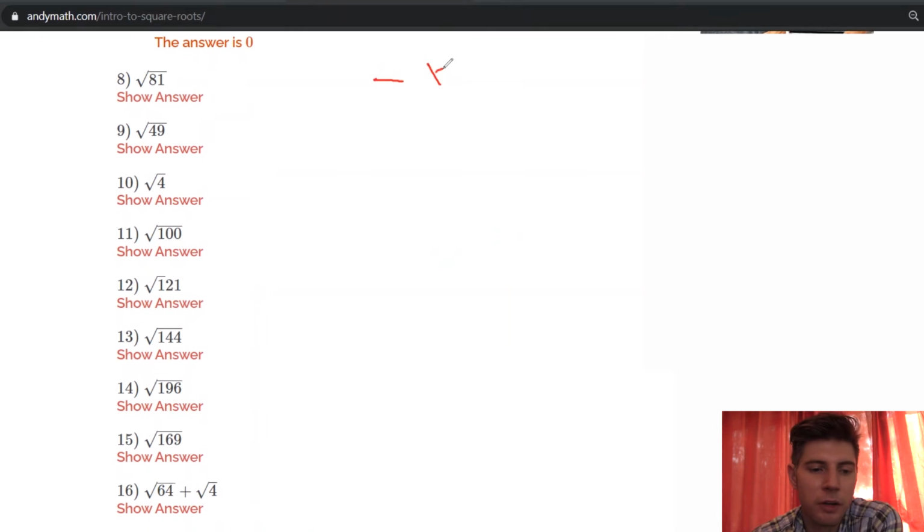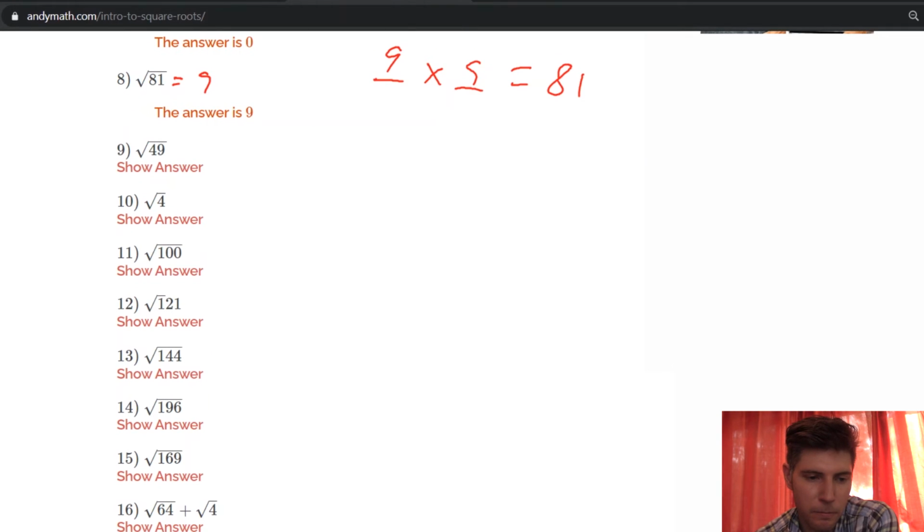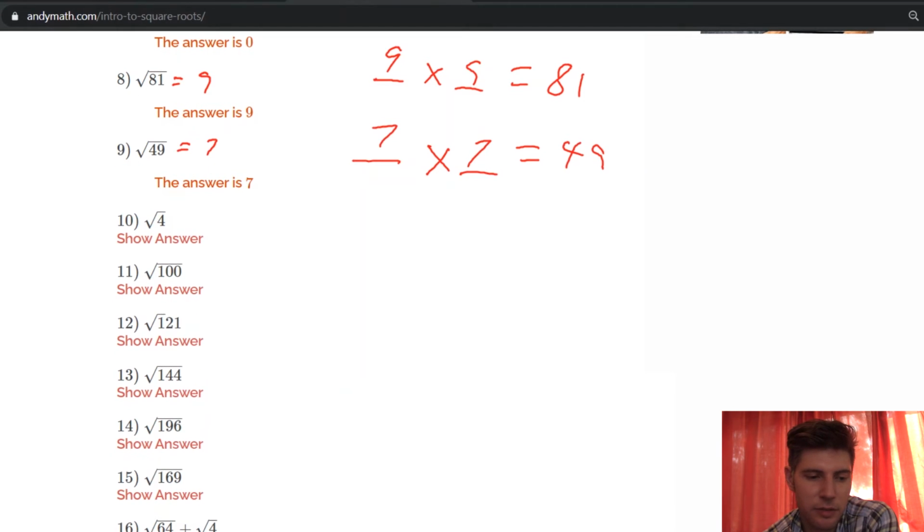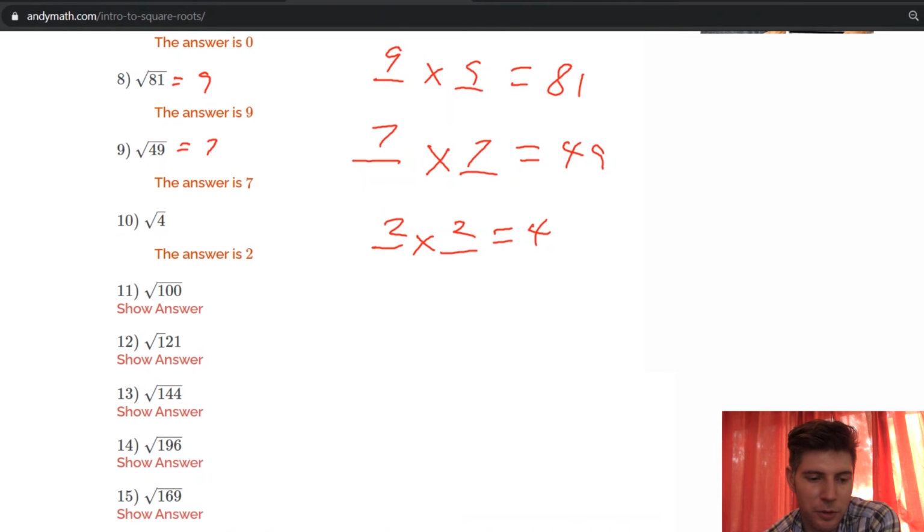So square root of 81. What times what gives us 81? Well, since these have to be the same number, it's 9 times 9. So square root of 81 is 9. Square root of 49. Well, same idea. Again, what times what is 49? Well, that's 7. So the square root of 49 is 7. Square root of 4. You guessed it. What times what is 4? Well, that's 2. So square root of 4 is 2.